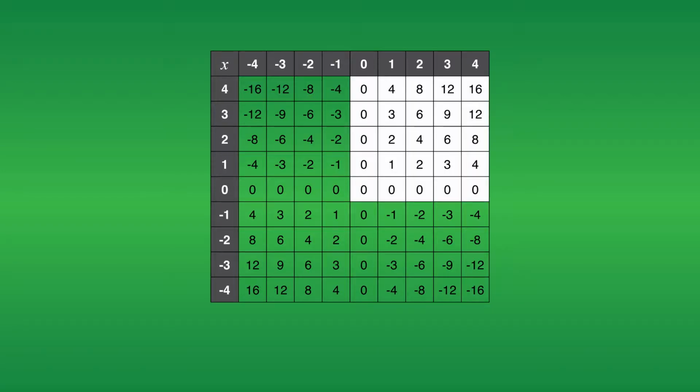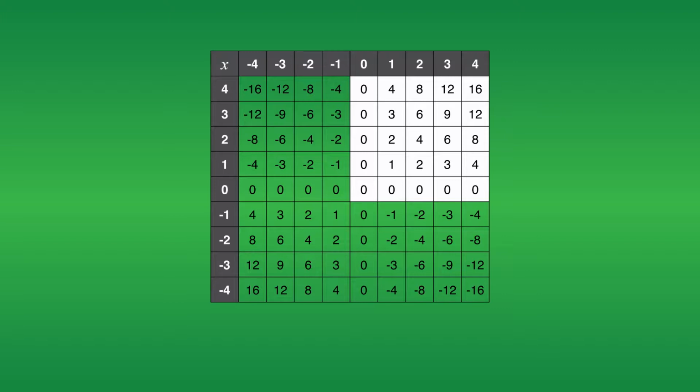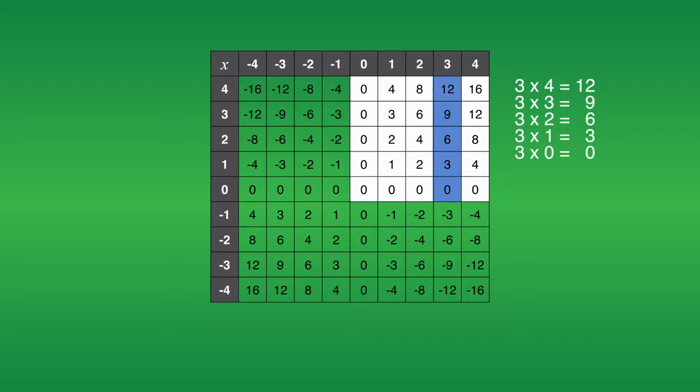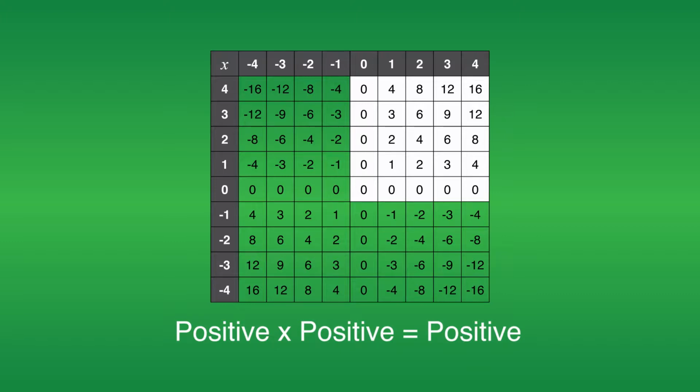Let's start in the quadrant that has us multiplying positive values by positive values. If I start here on the far right, I have 4 times 4 that gives me 16, 4 times 3 is 12, 4 times 2 is 8, 4 times 1 is 4, and 4 times 0 is 0. I can continue down the other columns in that quadrant. 3 times 4 is 12, 3 times 3 is 9, 3 times 2 is 6, 3 times 1 is 3, 3 times 0 is 0. The same for the column for 2 times everything, 1 times everything, and we'll go ahead and fill in 0 times everything.